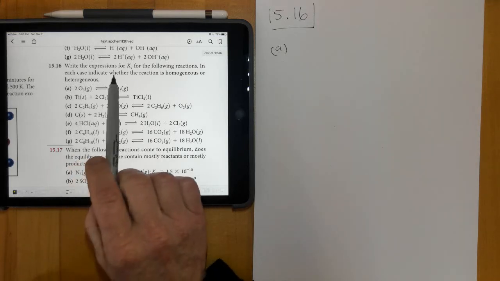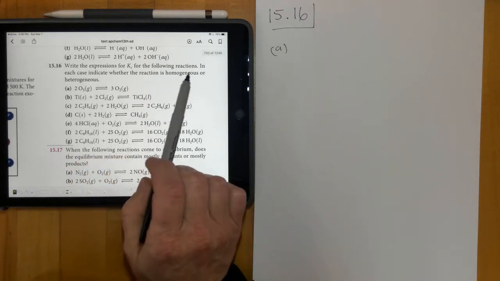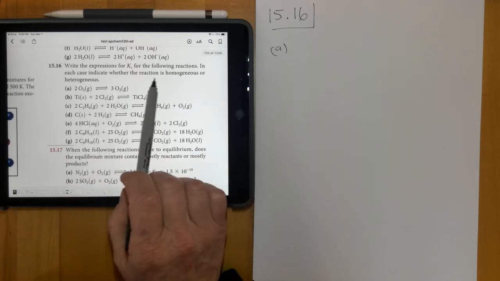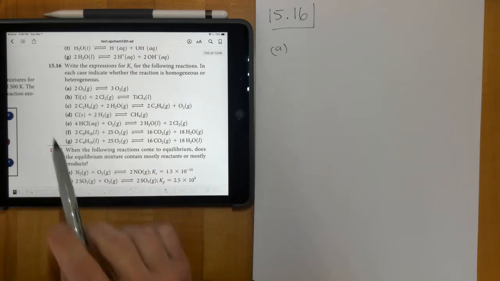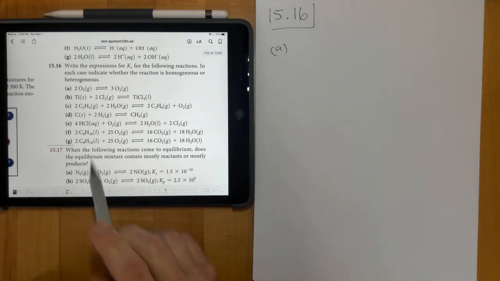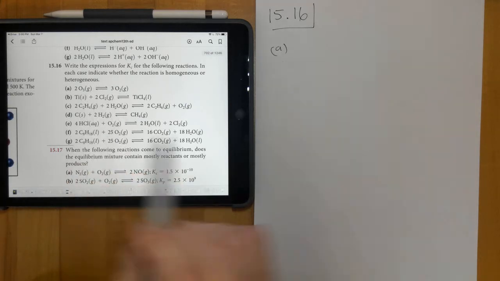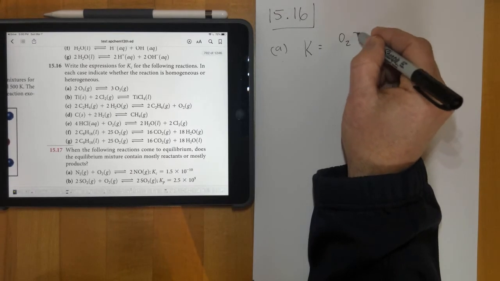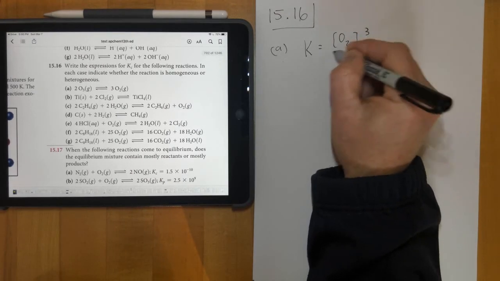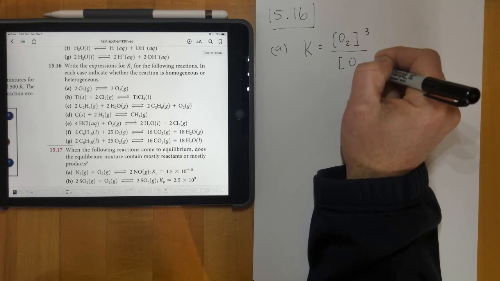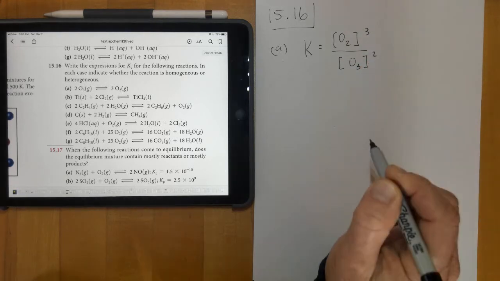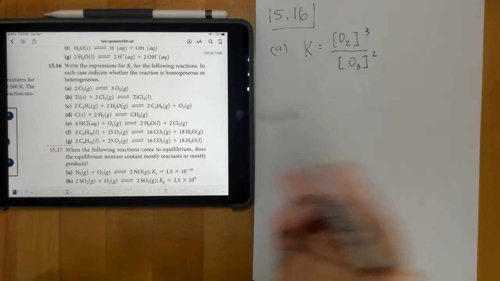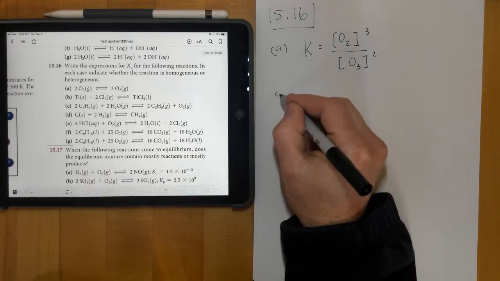15.16, write the expression K for each of the following reactions. In each case, indicate whether the reaction is homogeneous or heterogeneous. So in letter A, you'll notice we have a gas going to a gas, and so the equilibrium constant expression would be products to the power of the coefficient divided by the reactants to the power of the coefficient. And it would be homogeneous because it's the same throughout.